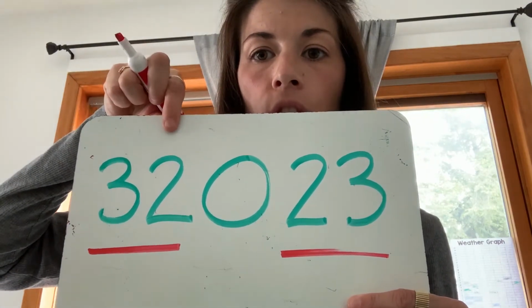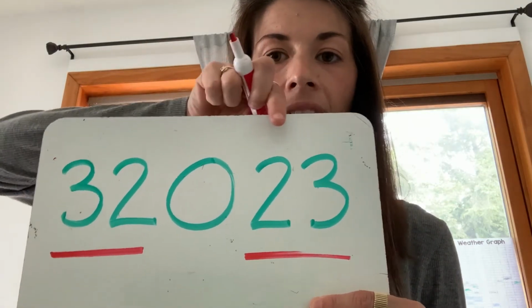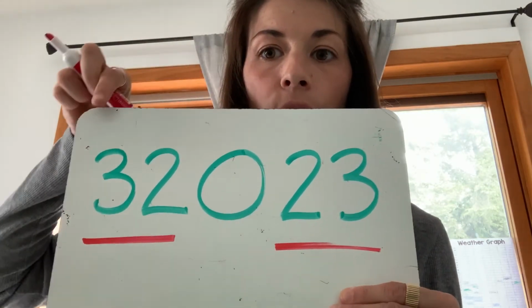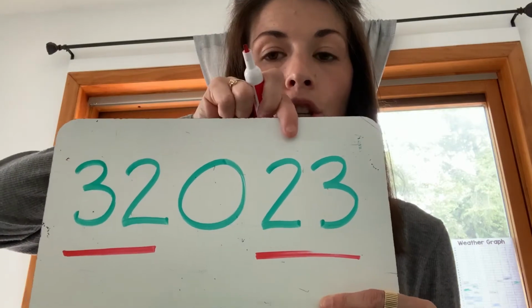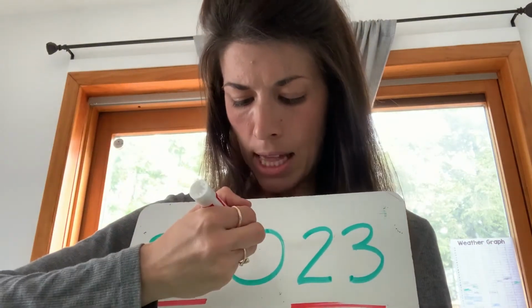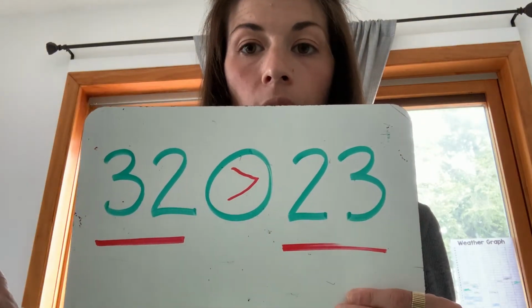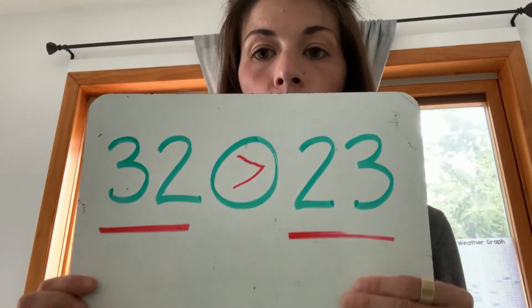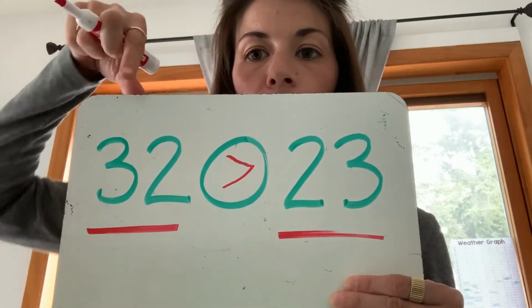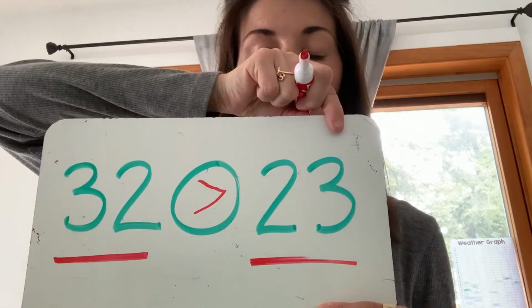So in 32, I have 3 10s. In 23, I have 2 10s. Well, 3 is greater than 2, so 32 is my larger number. So my alligator is definitely going to eat 32. And then the way that I would read this is the way that we read left to right. I would read 32 is greater than 23.